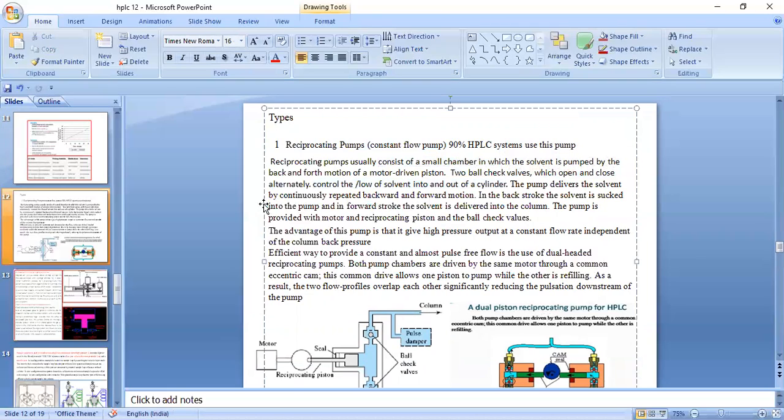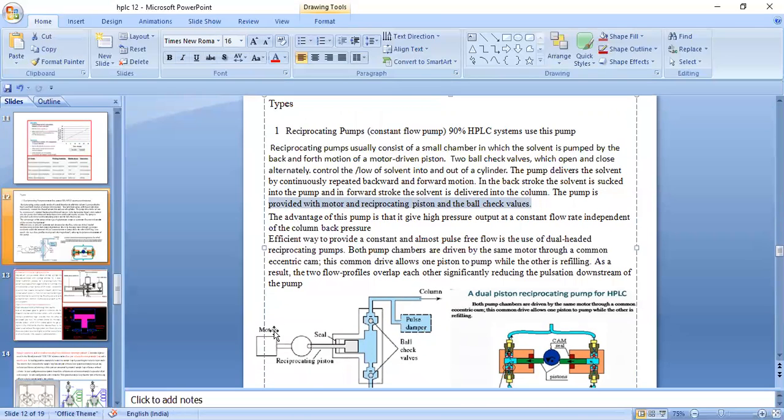The pump delivers the solvent by continuously repeated backward and forward motion. In a backward stroke, the solvent is sucked into the pump, and in a forward stroke, the solvent is delivered. The pump is provided with a motor, a reciprocating piston and ball check valves. So this is how it works.